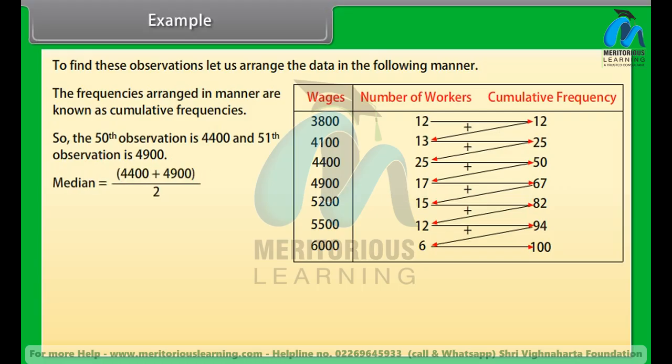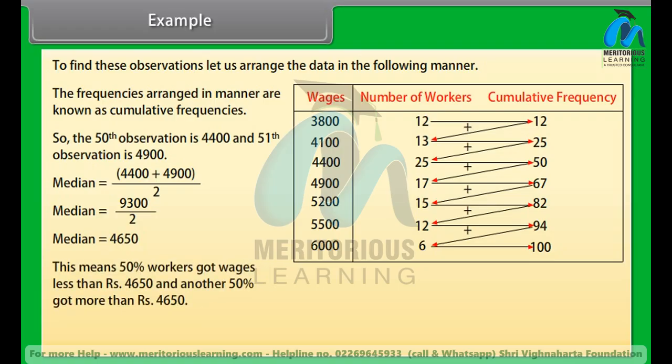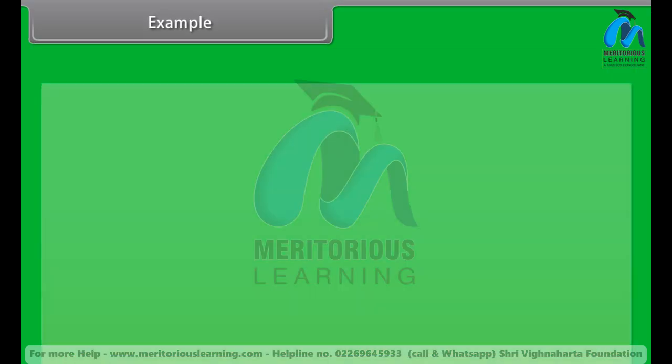Median is equal to (4400 plus 4900) by 2. Median equals 9300 upon 2. Median is equal to 4650. This means 50% workers got wages less than rupees 4650 and another 50% got more than rupees 4650.